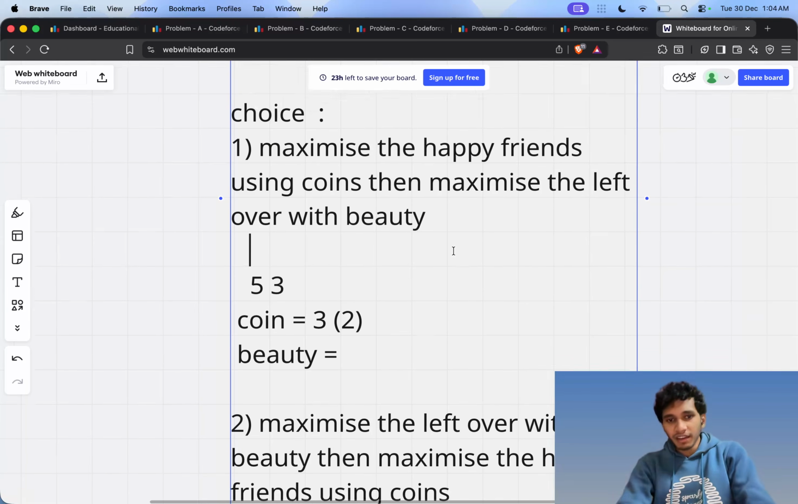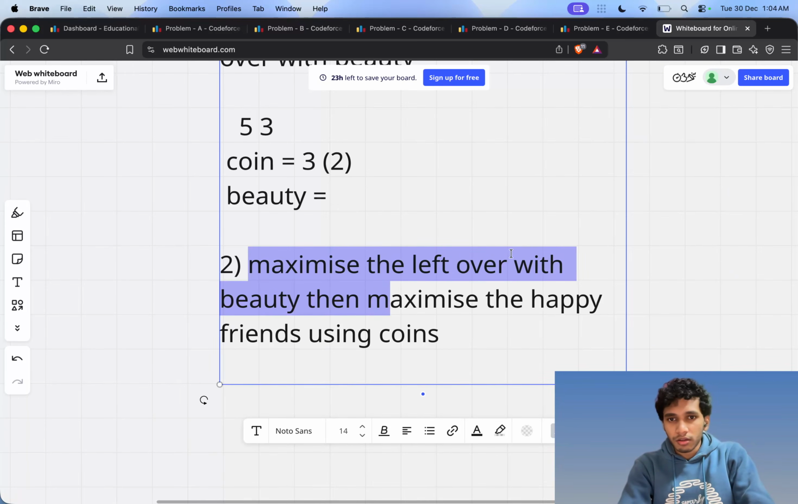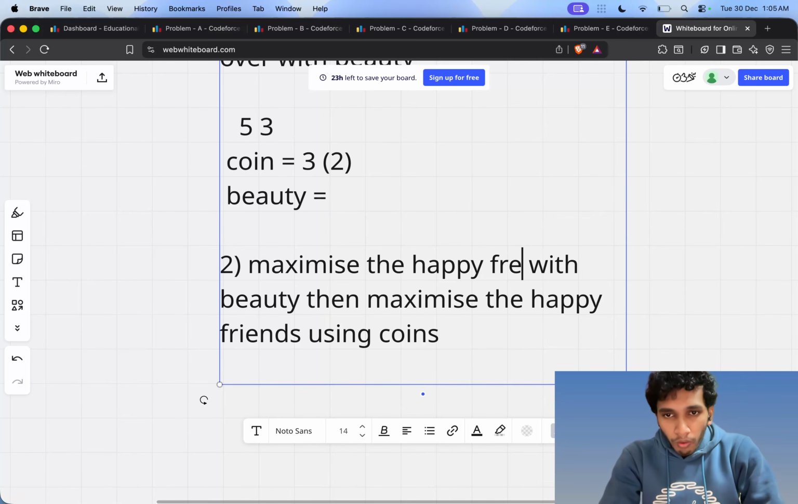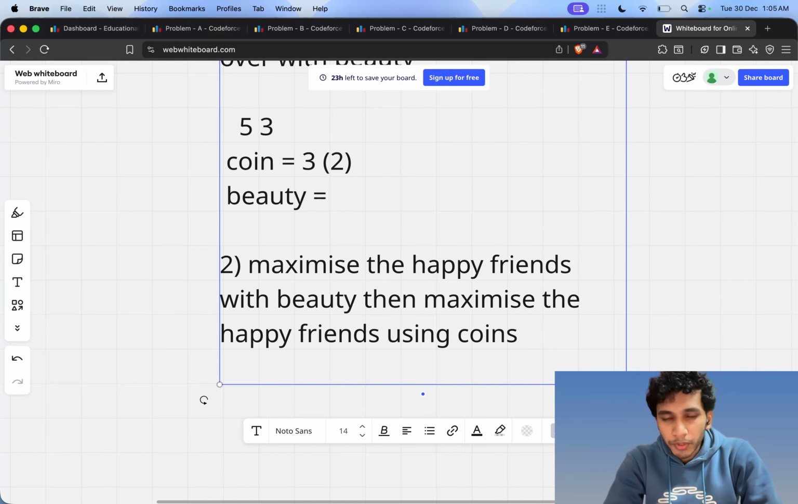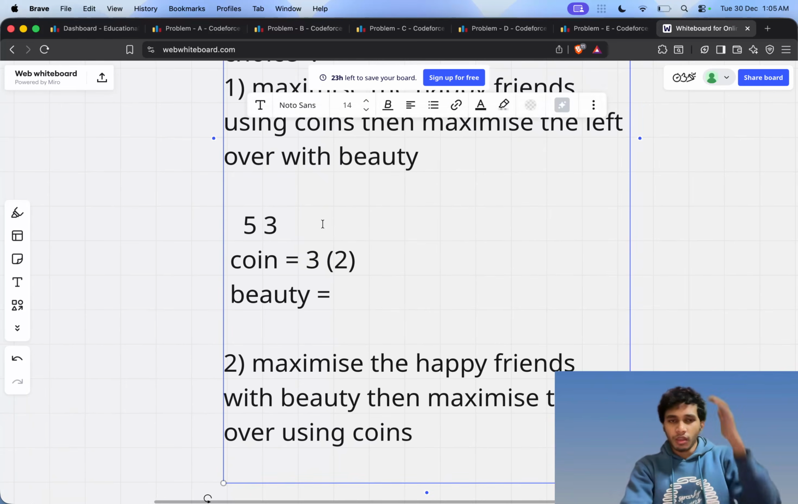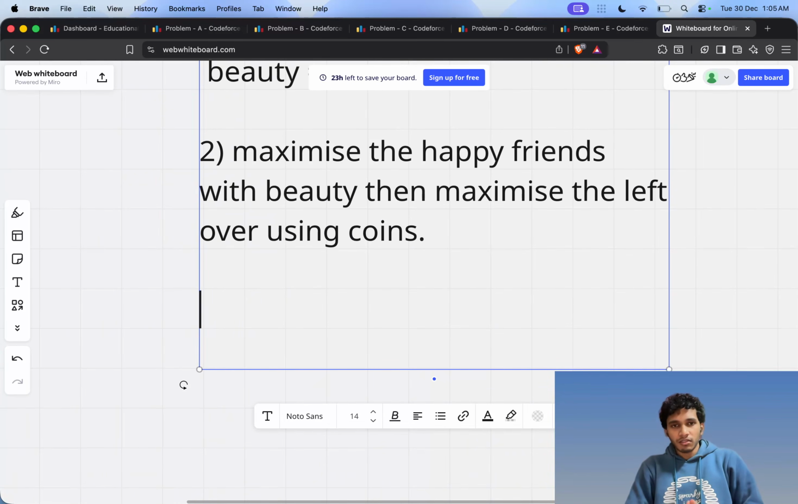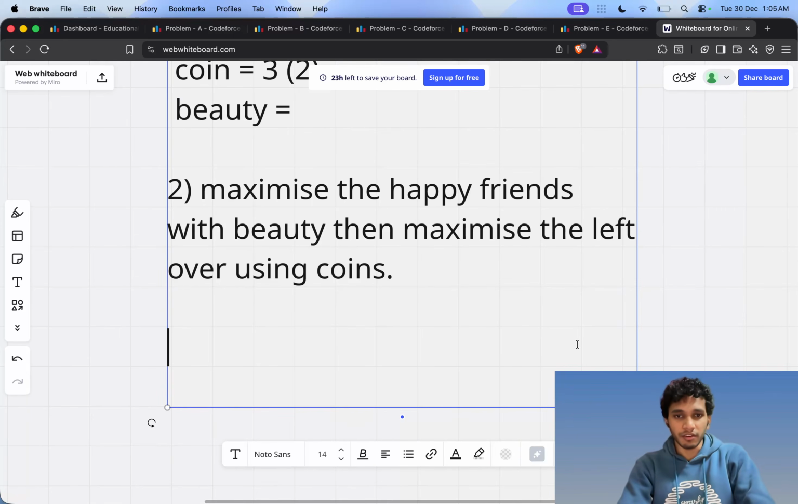Alright. The second vague idea we had: maximize the happy friends with beauty, then maximize the leftover. Didn't we do very much the same thing in this part? Yes, we did. So vaguely, it appears that this idea is correct. Now let's move to analyzing it further.